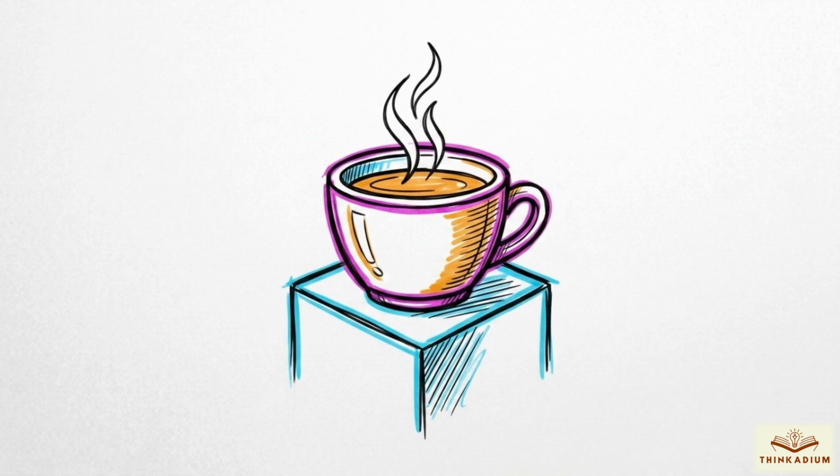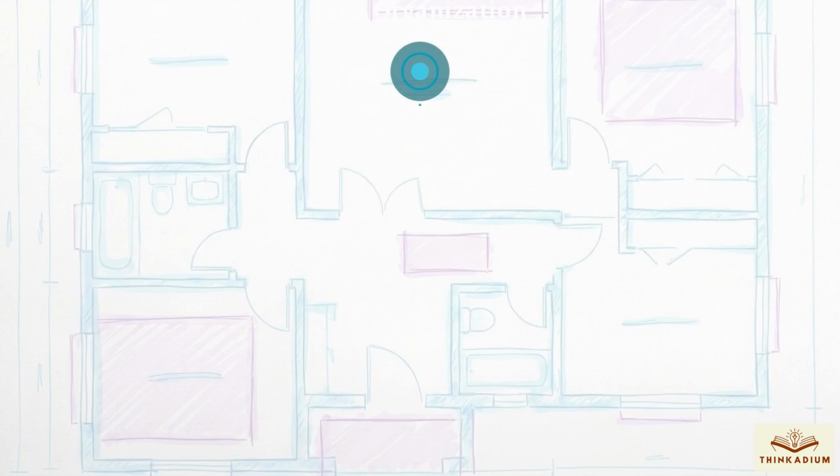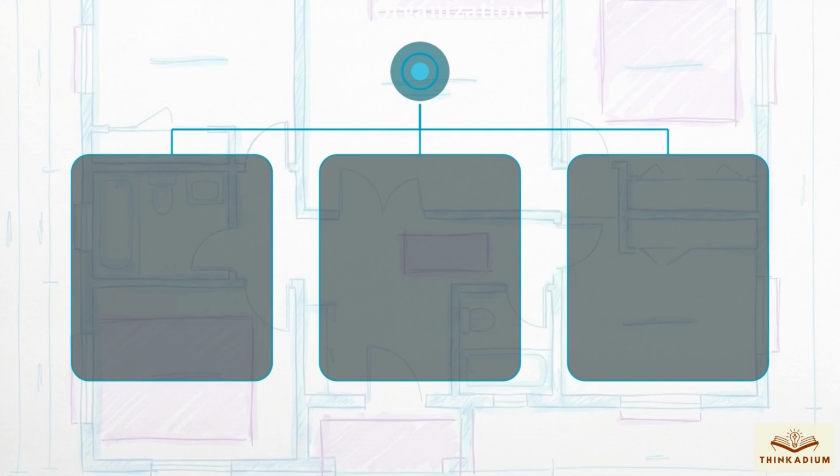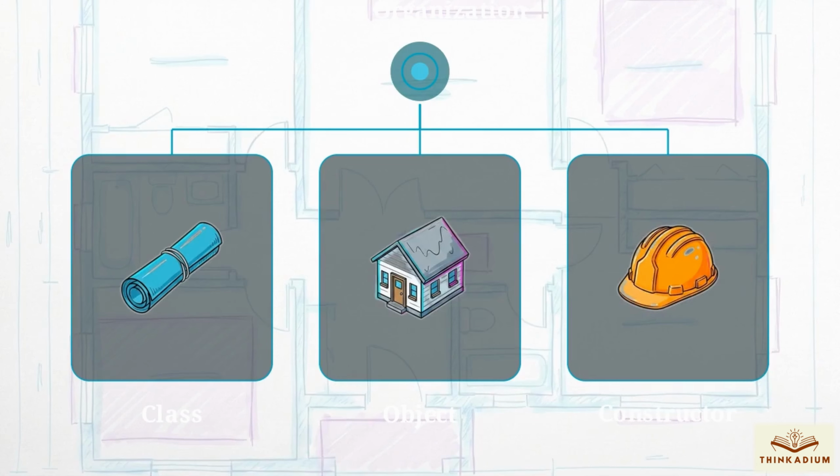Back to our series on Java. Today, we are looking at how Java organizes its world using three core ideas: classes, objects, and constructors.